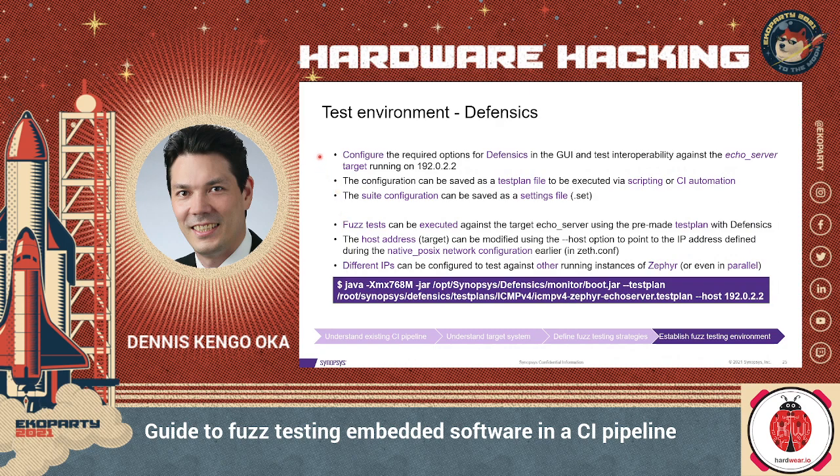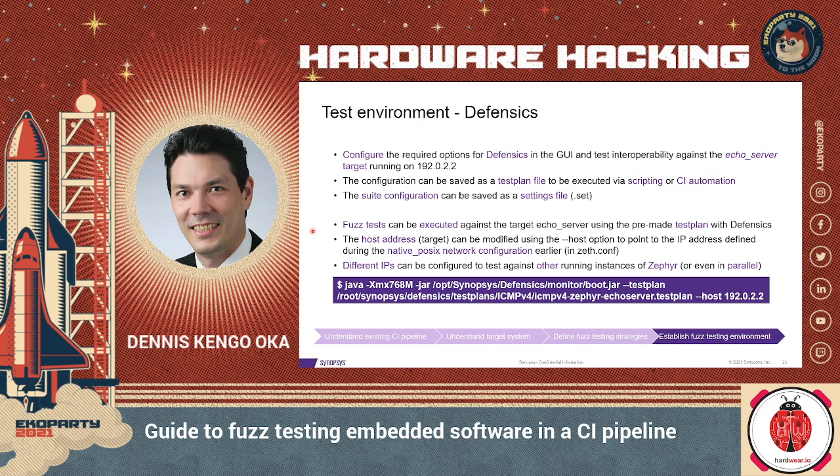We need to configure our fuzz testing tool, Defensics. We set the target IP address to 192.0.2.2. We also can save our configuration in the fuzz testing tool as a test plan file, which can later on be executed via scripting or called from a CI automation server. We can also save the suite configurations as a settings file.